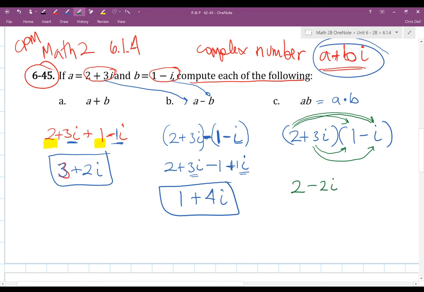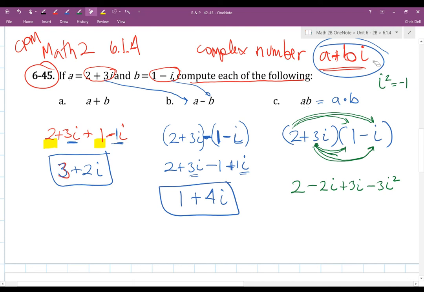And then I take the 3i and multiply by the 1, so I have plus 3i. Then I take the 3i and multiply that by the negative i, so that becomes minus 3i squared. You treat that i almost as if it's a variable, so i times i is i squared. Here's where it gets a little tricky. I squared, if you remember from imaginary numbers, is equal to negative 1.